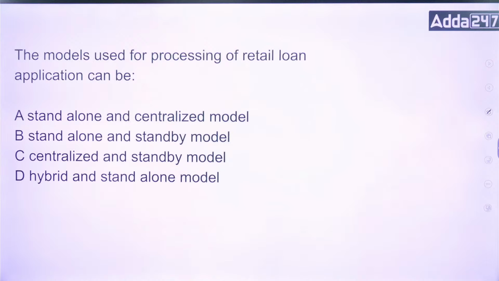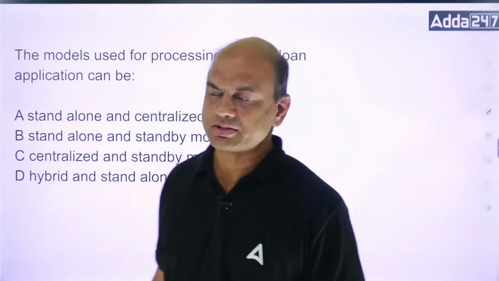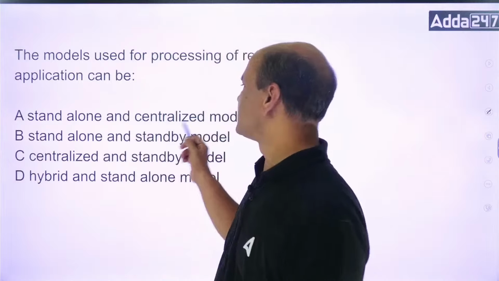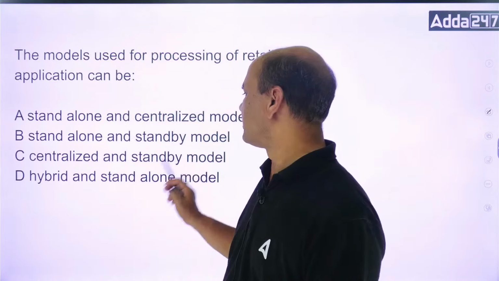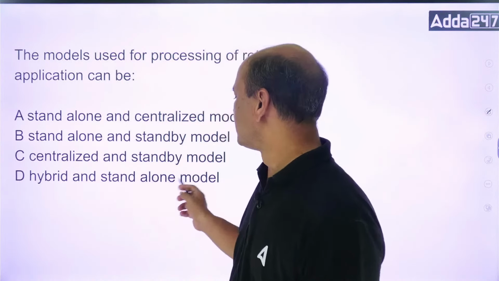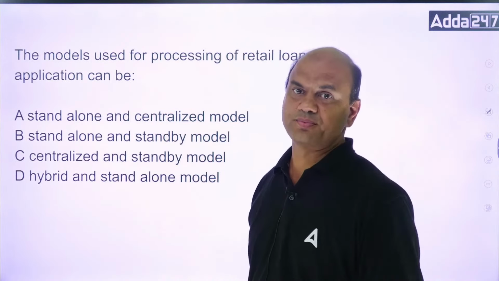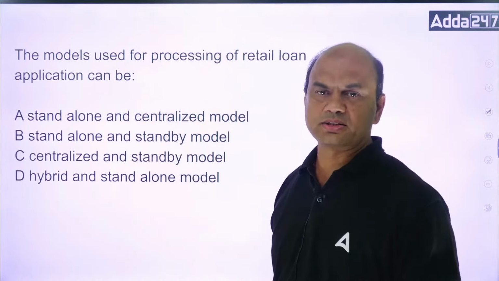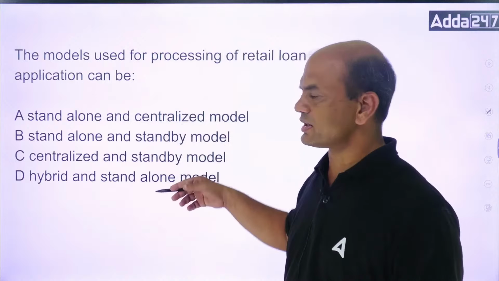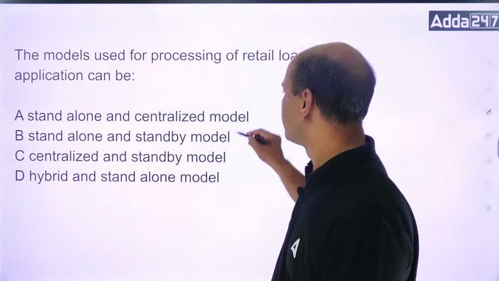The models used for processing retail loan applications can be. So which are the models which can be used for processing the retail loan applications? Standalone and centralized model, standalone and standby model, centralized and standby model, hybrid and standalone model. What are these? Firstly, you need to understand these first. Which is the correct answer over here? A, B, C or D? The correct answer over here is this.